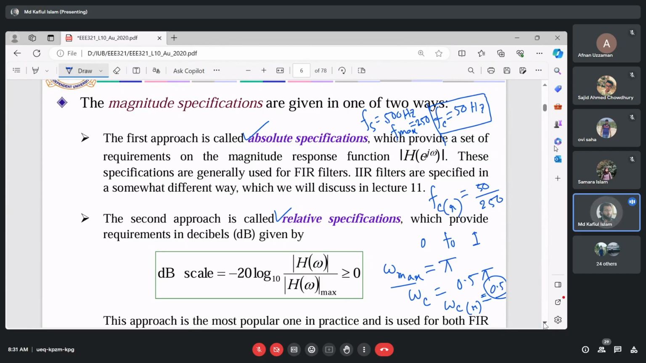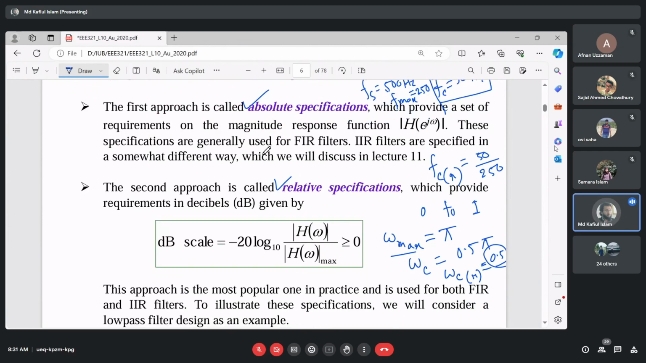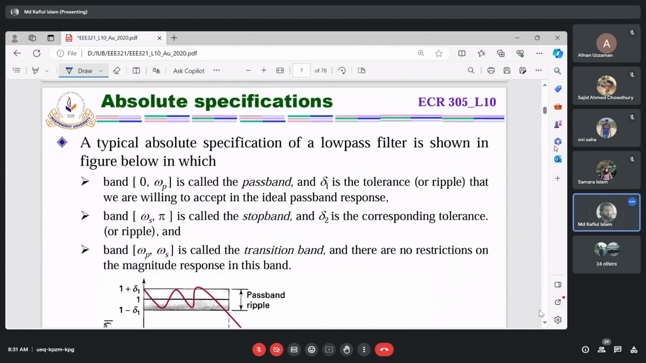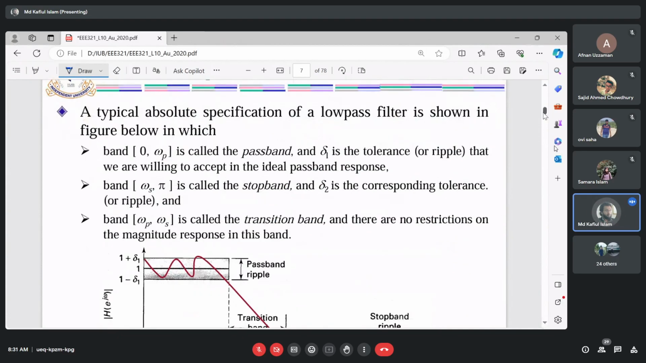Now in this case, what is the relative specification? It is not only normalization, but also taking the value in log domain. So the relative specification is not only normalizing the value, but also taking the value in log domain, in decibel scale. So that is the formula: minus 20 log 10 of the magnitude of H omega divided by H omega max. So let's see an example and we'll understand what is the difference between absolute and relative frequency.